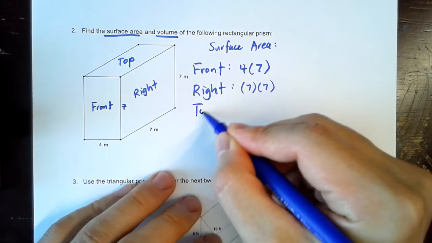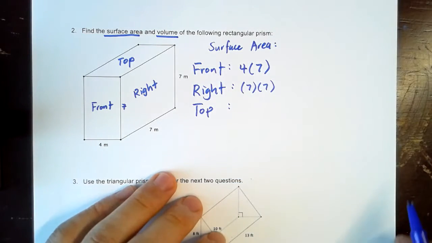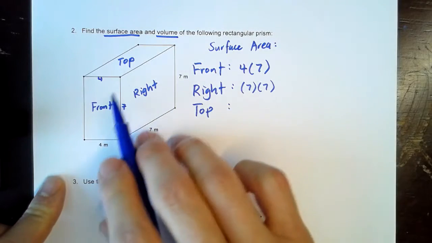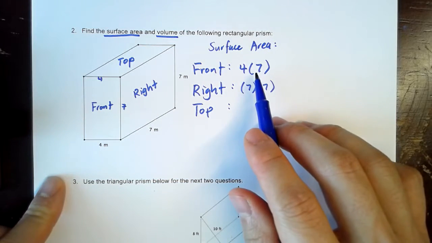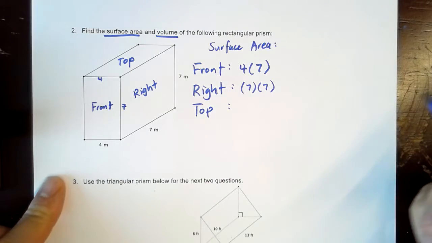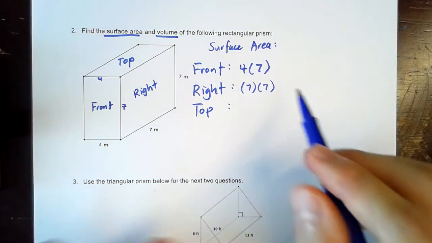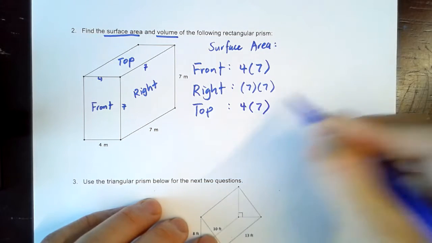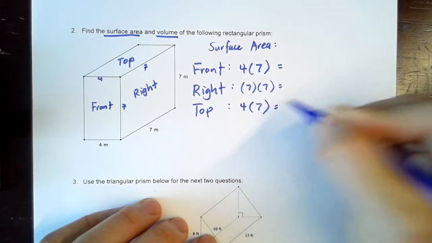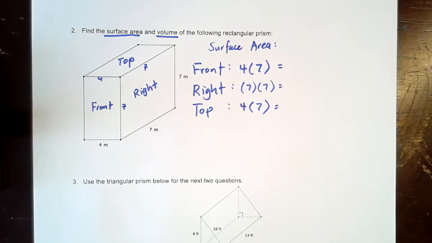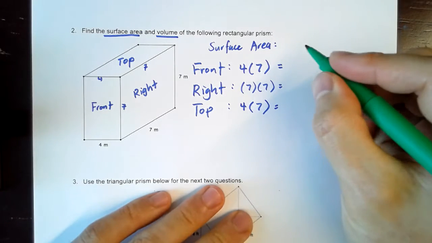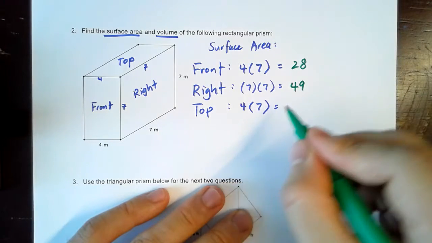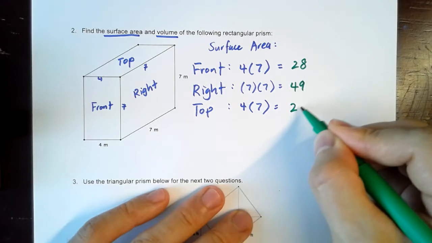And then we have the top, and as you can see, there is a double use of 7. So we will have a situation where it looks like it's the same exact panel. It looks like the front is actually the same as the top because the top is also a 4x7 rectangle. That's okay. Hopefully that's not too confusing. Let's go ahead and calculate these values. 4 times 7 is 28. 7 times 7 is 49. And the top is going to be 4 times 7, which is 28.